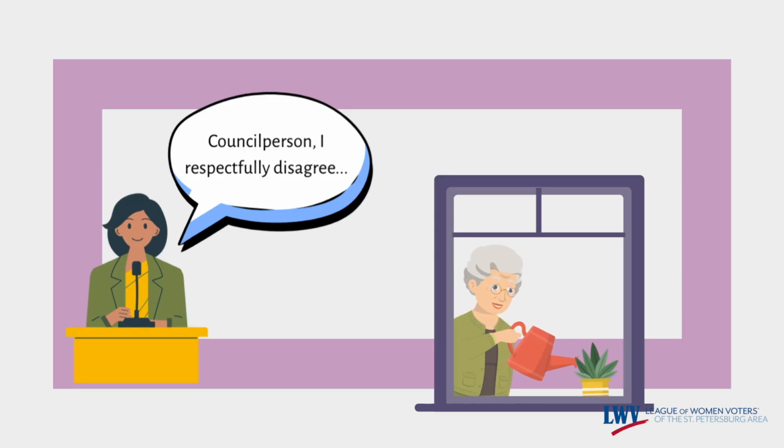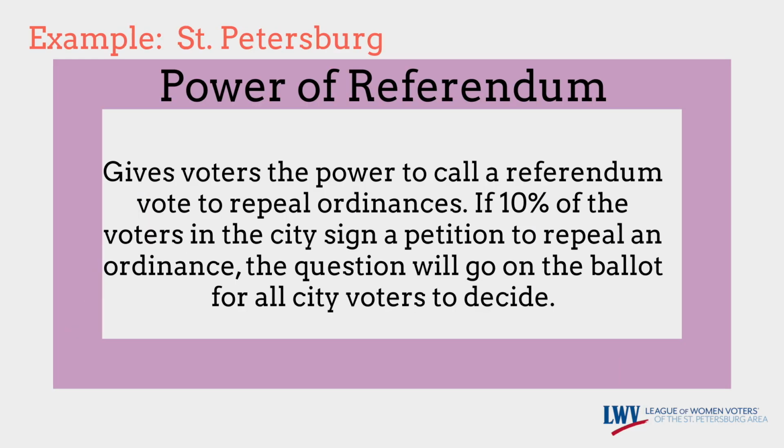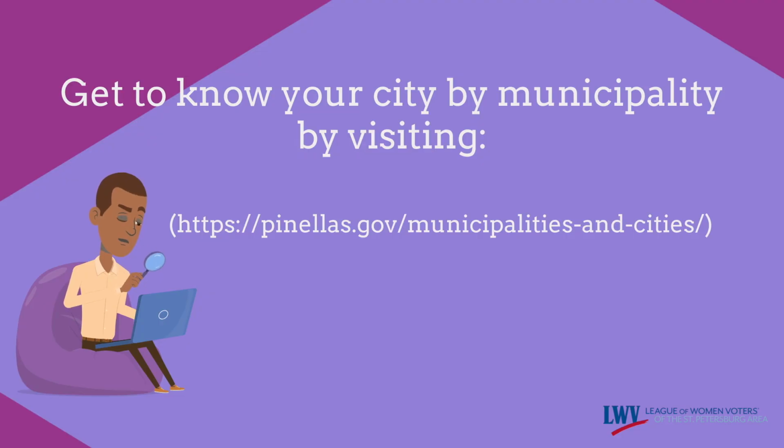And for some municipalities, the powers are even greater for residents. The city of St. Pete, for example, gives voters the power to call a referendum vote to repeal ordinances. If 10% of the voters in the city sign a petition to repeal an ordinance, the question will go on the ballot for the city voters to decide. You can get to know your city by visiting the link below.